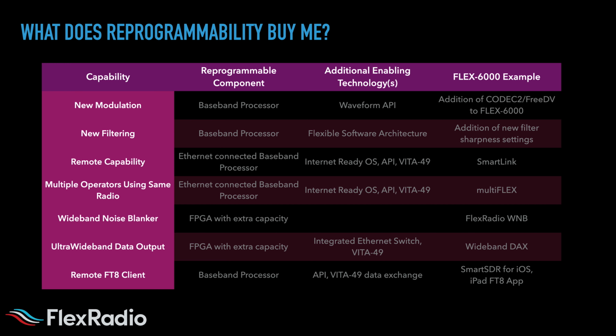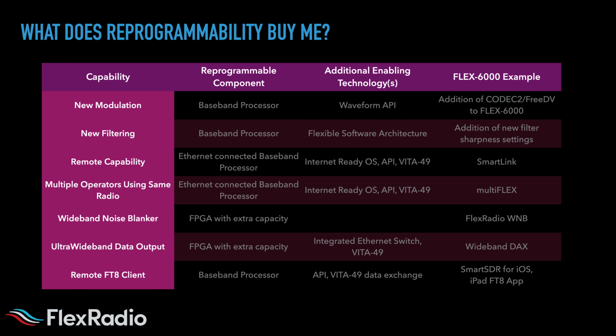Some wide bandwidth data has so much data in it that it would swamp a baseband processor. So we have the Ethernet switch to help us out and allow us to send that data out of the radio without any kind of issue.